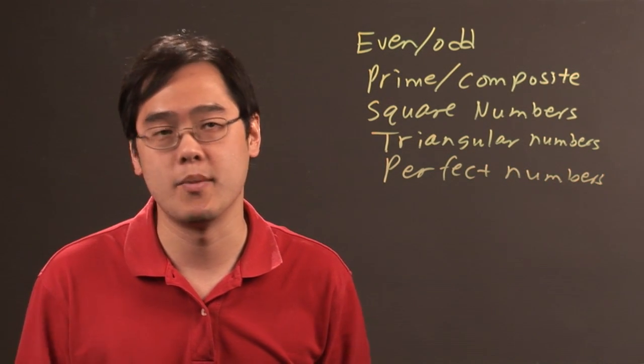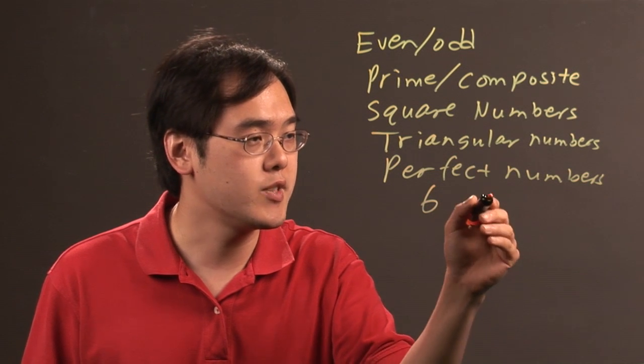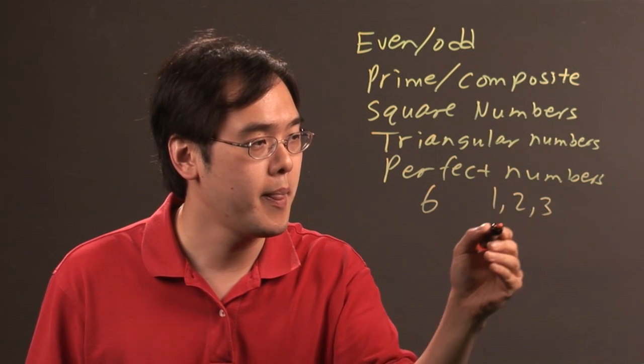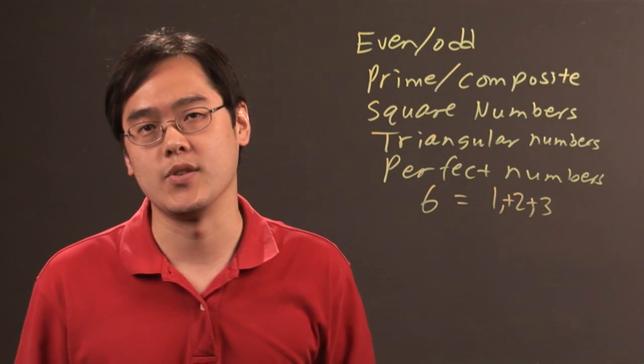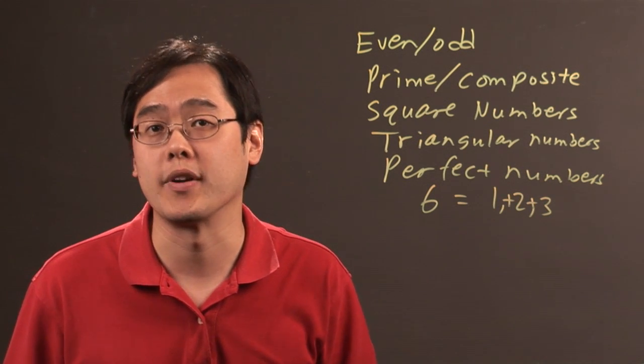So, for example, if you take the number 6, the divisors of 6 are 1, 2, and 3, but the thing is, if you add 1 plus 2 plus 3, that's going to give you 6. So that's an example of what a perfect number would be.